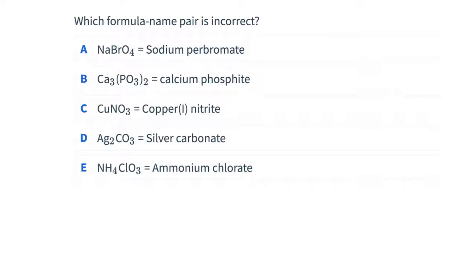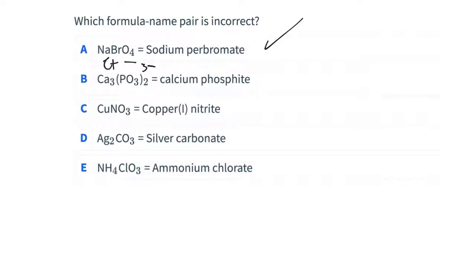Okay, so for this one, the right answer is that the copper 1 nitrite is incorrect. So let's do a quick review. The way I would approach this problem is that bromate is BrO3 minus, so the per is BrO4, so that would be sodium perbromate. That's correctly named. Calcium is a 2 plus, phosphite is a 3 minus, PO3 is the phosphite, so that would be Ca3(PO3)2.